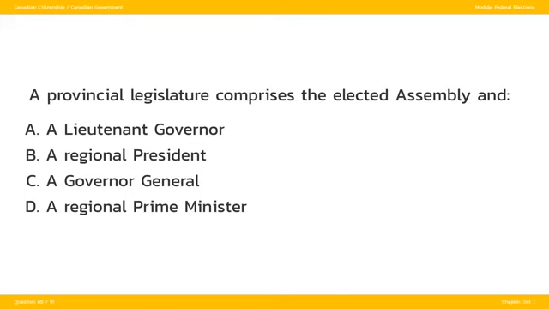A provincial legislature comprises the elected assembly and A. A lieutenant governor. B. A regional president. C. A governor-general. D. A regional prime minister. The answer is A. A lieutenant governor.